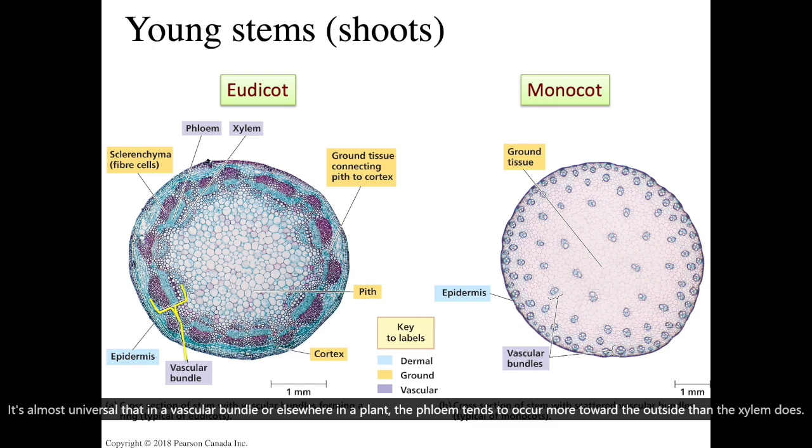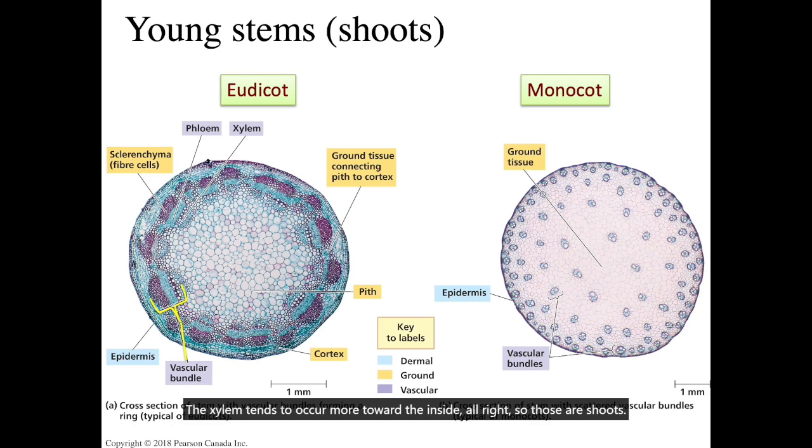It's almost universal, that in a vascular bundle or elsewhere in a plant, the phloem tends to occur more toward the outside than the xylem does. The xylem tends to occur more toward the inside. All right, so those are shoots. What about roots? What if we draw a root?